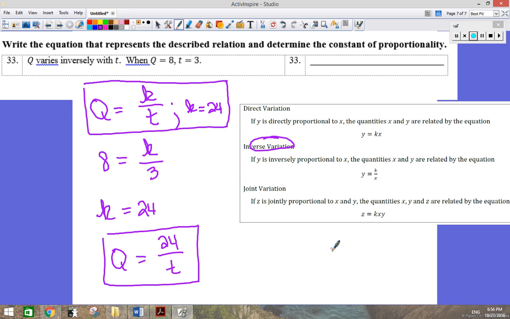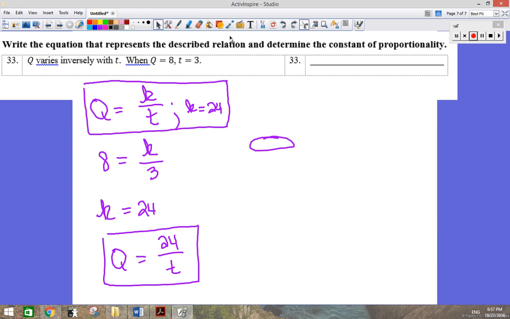Let's take a look at the next problem. It's also a variation problem. Let's bring along our key words here.